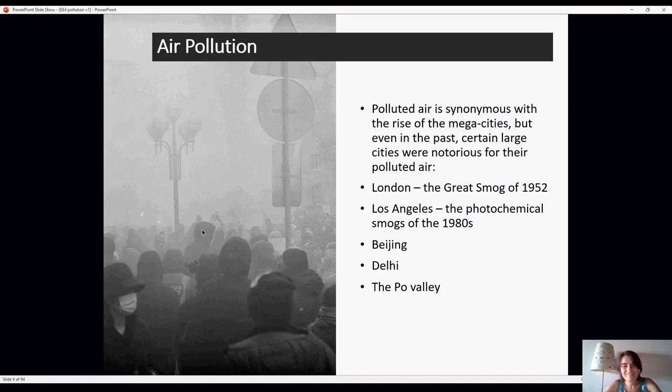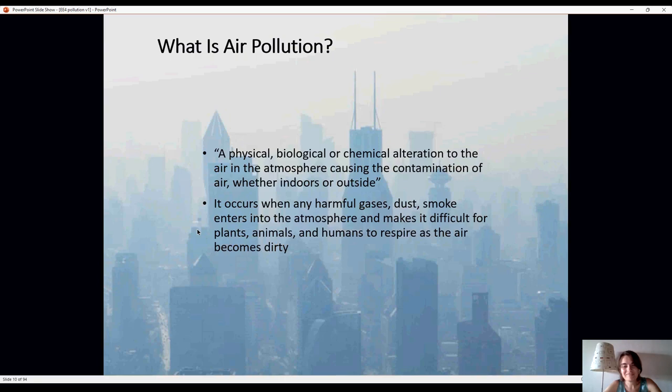So let me just see if I can. Okay. So let's think about what air pollution actually is. So it's not just outside, though. It could also be indoors. So it's basically a physical or a biological or a chemical alteration to the air in the atmosphere, okay, which makes it contaminated. In other words, it has stuff in it which normally wouldn't be there.